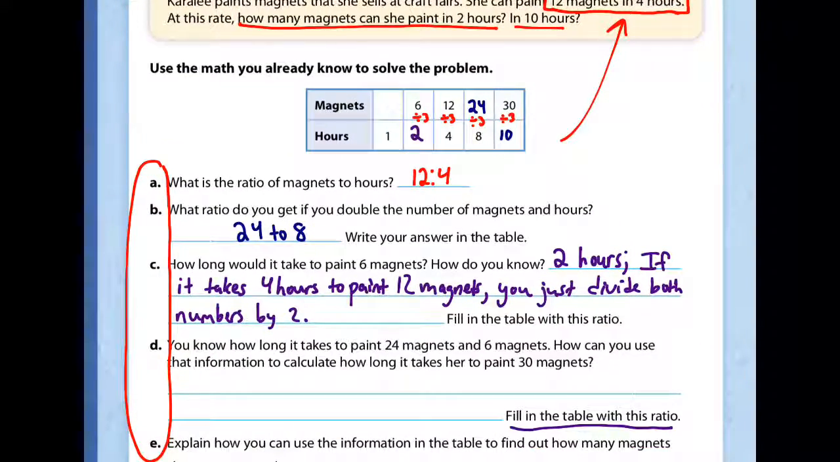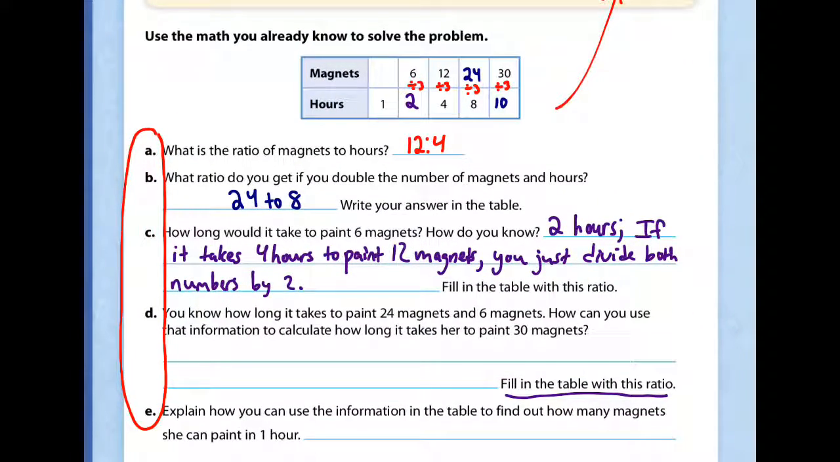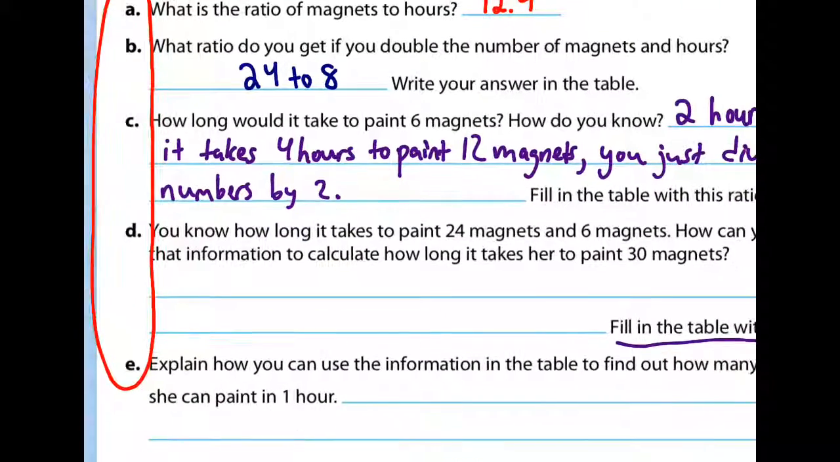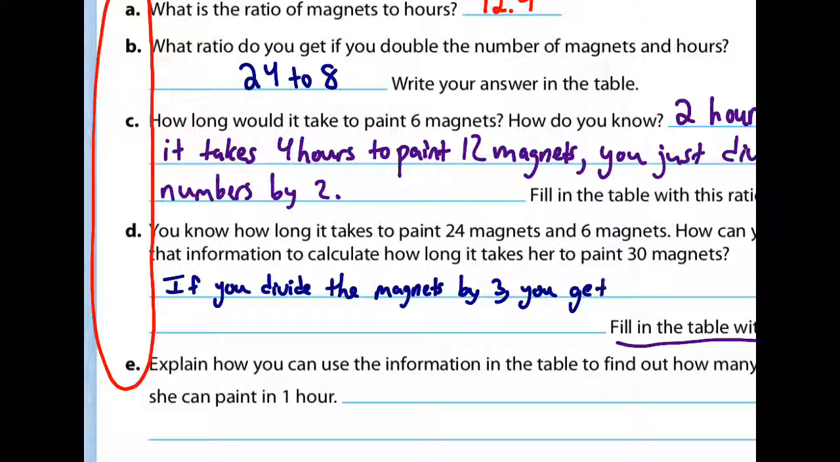So now I'm going to go down and answer the question. It says, how can you use that information to calculate how long it takes her to paint 30 magnets? So I'm just going to write, if you divide the magnets by 3, you get the hours.